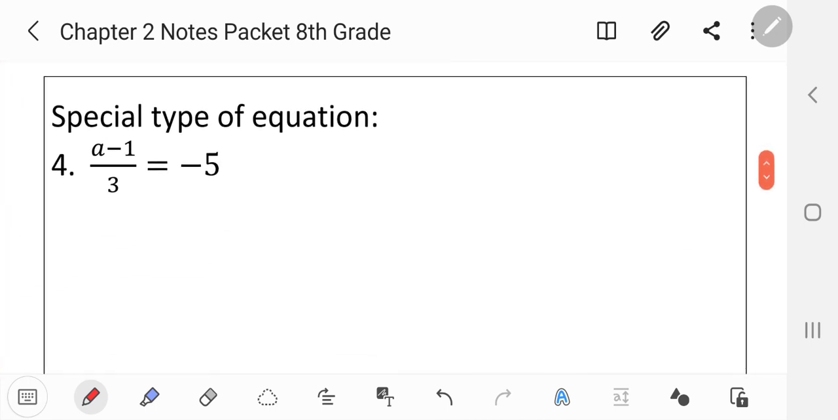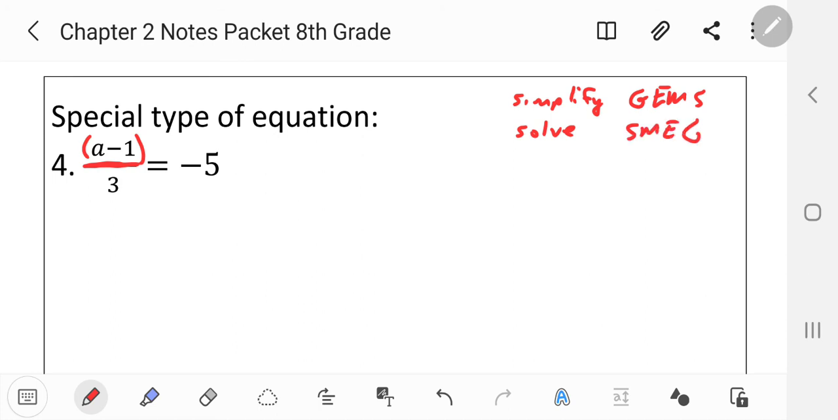What in the world? All right. So this long division bar here actually is like a grouping symbol. It actually kind of groups the a minus 1. Remember earlier I said simplifying, right? When you simplify, you use GEMS for order of operations. But when you solve, you kind of reverse it, right? SMEG, it's a cool word.